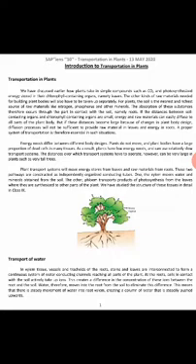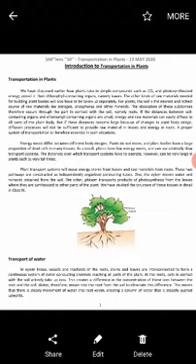We have studied the structure of these tissues in detail in class 9. I hope you remember about the structure of xylem and phloem. Xylem having 4 different kinds of cells or tissues. Phloem also having 4 different types. You remember that.